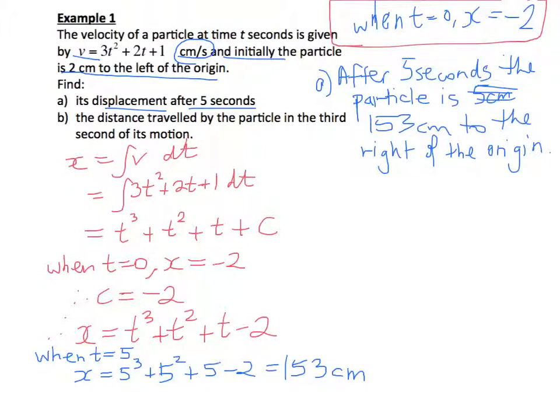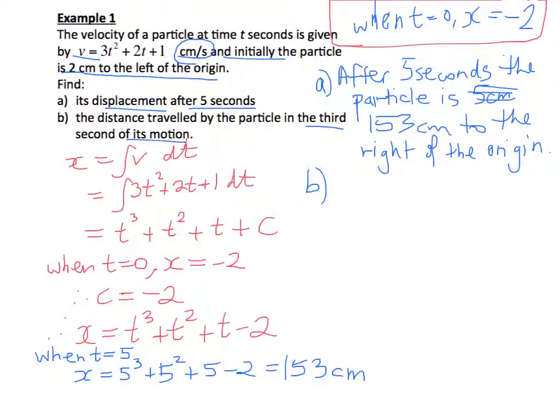Alright, part B says find the distance travelled by the particle in the 3rd second of its motion. So the 1st second is from 0 to 1 second, the 2nd second is from 1 to 2 seconds, and the 3rd second of motion is from 2 to 3 seconds. So where is it at 2 seconds, and where is this particle at 3 seconds? And the difference between those displacements is the distance the particle travels. So that's one way of working it out.